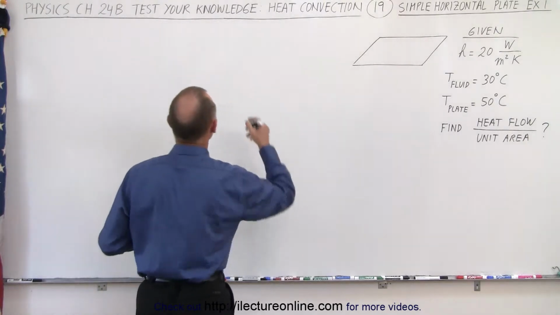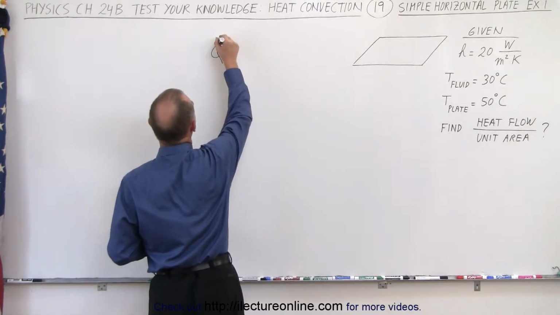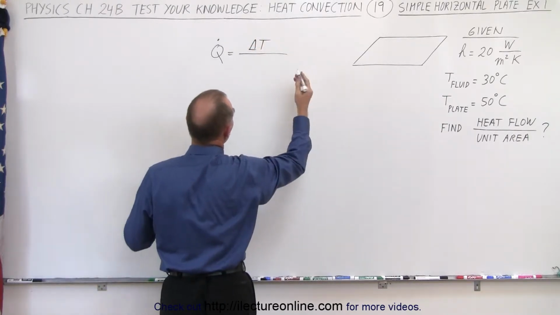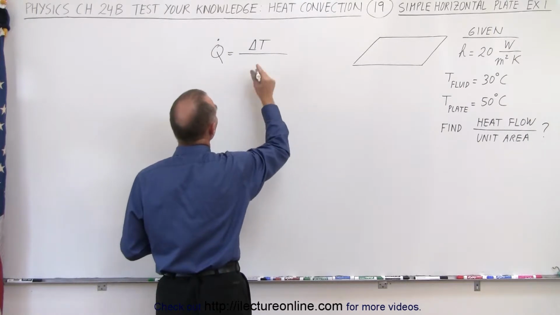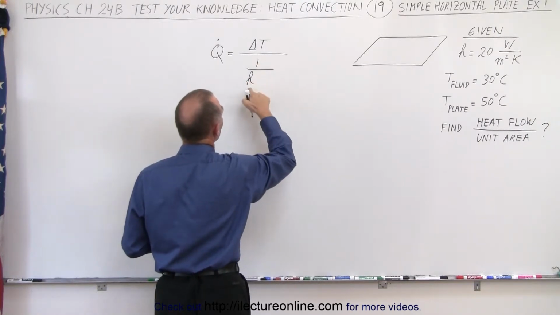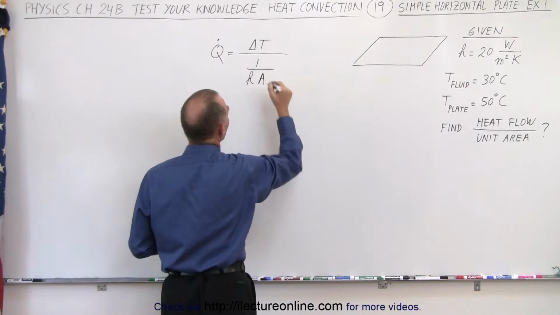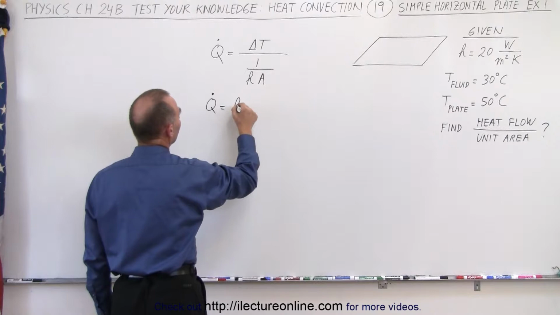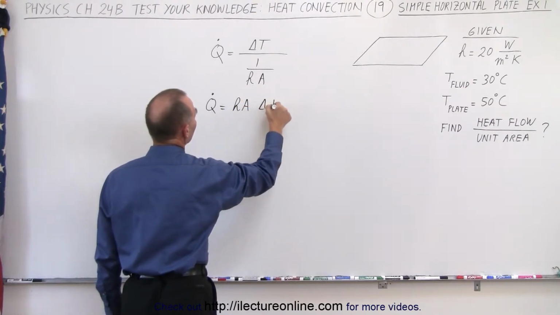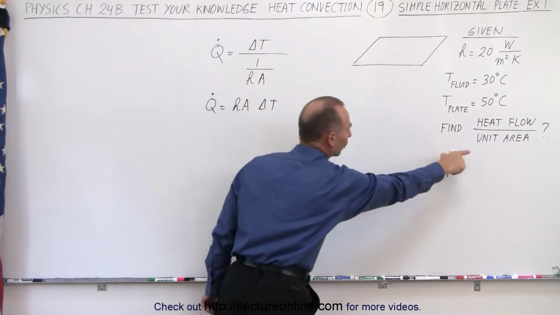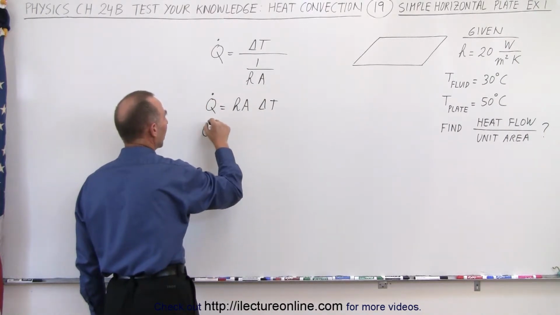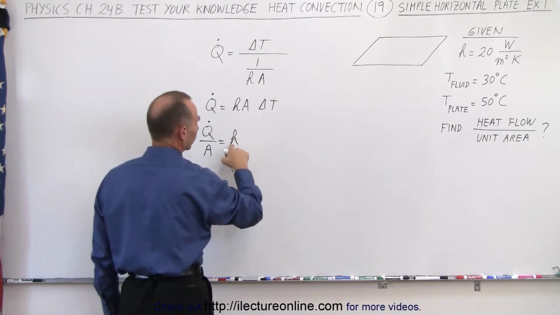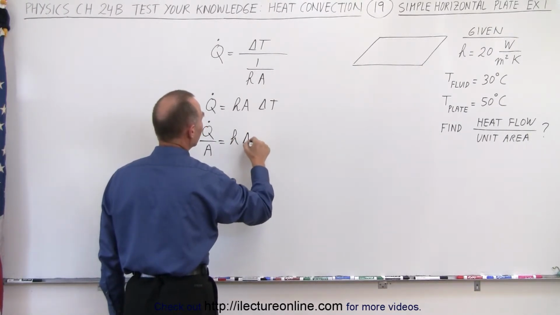So we start with the equation that the amount of heat flow, Q dot, is going to be equal to the difference in the temperature between the fluid and the plate, divided by 1 over the transmission coefficient times the area. And so when we rewrite that, we get Q dot is equal to HA times the difference in the temperature. And since we're looking for the heat flow per unit area, we're going to write that as Q dot divided by area is equal to the transmission coefficient times the difference in the temperature.